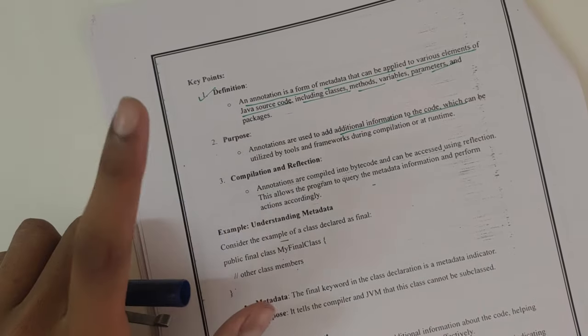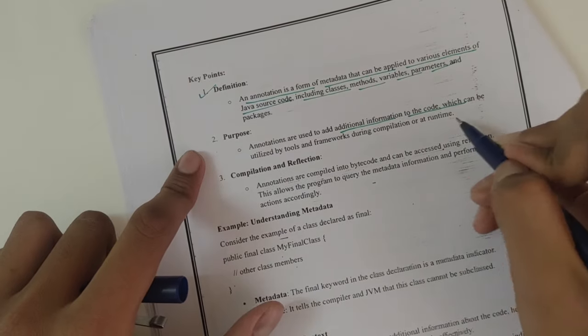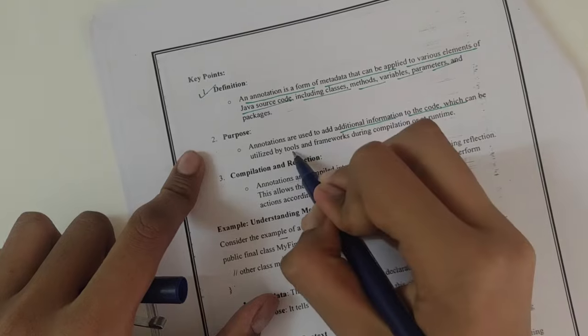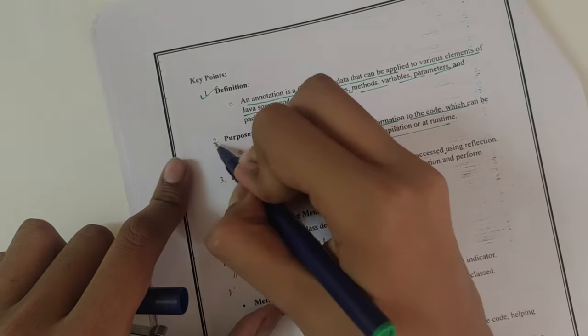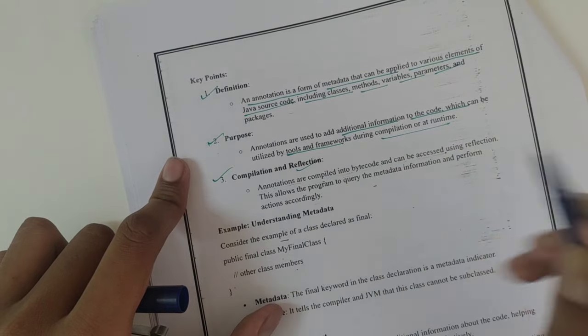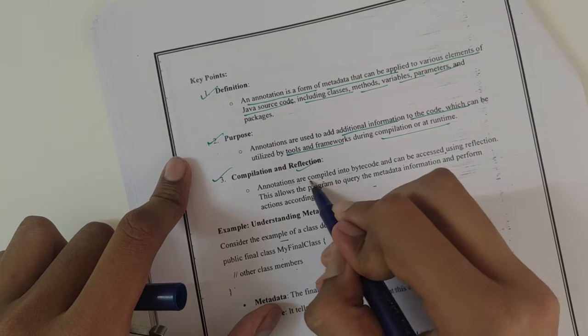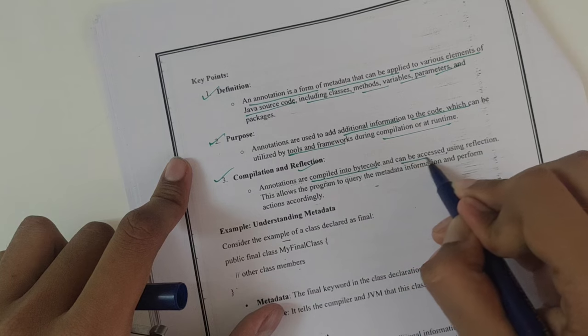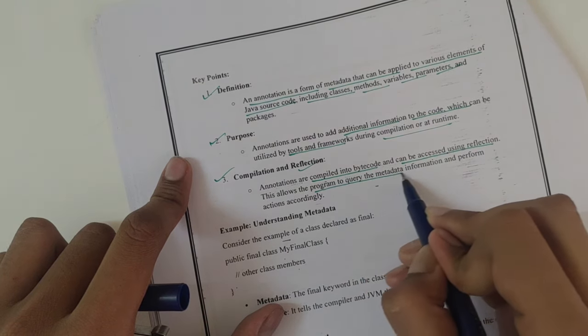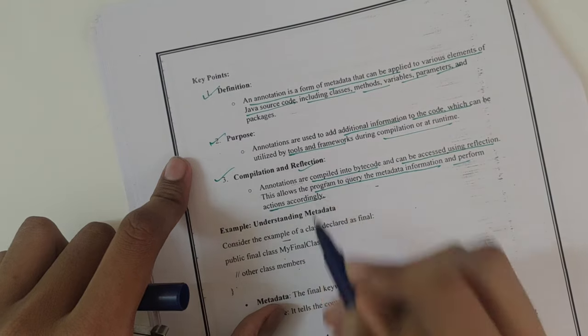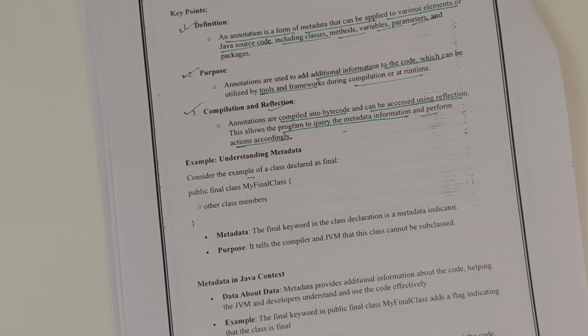So what is the purpose of annotation? Annotation is used to add additional information to the code, which can be utilized by tools and frameworks during compilation or runtime. Next, we have compilation and reflection, like how it is used. Annotations are compiled into bytecode and can be accessed using reflection. This allows the program to query the metadata information and perform actions accordingly. That means you already have the metadata, you already have the information also.